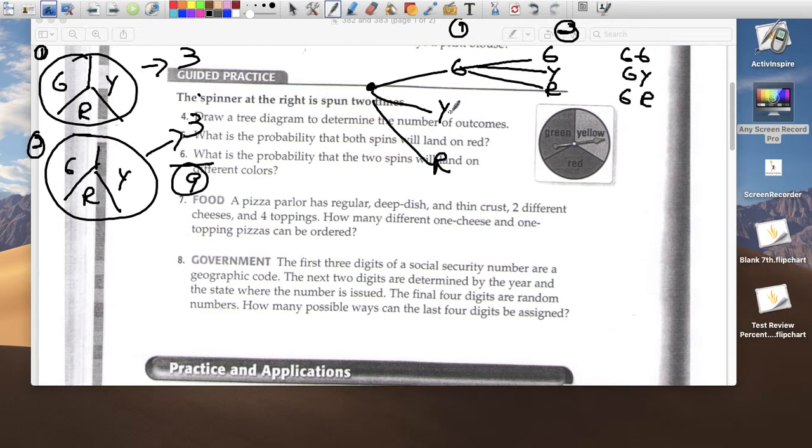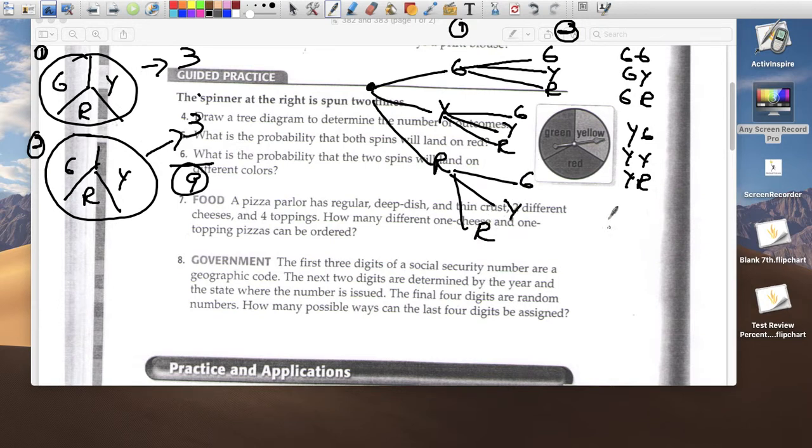With my yellow one, let's say it lands on yellow in the first one. Well, I can get yellow and green, yellow and yellow, yellow and red. And the last one, if it lands on red, I can get green in the second one, or a yellow in the second one, or a red in the second one. So I can get red and green, red and yellow, and red and red. If you count them off, it's 1, 2, 3, 4, 5, 6, 7, 8, 9. Exactly what we needed.